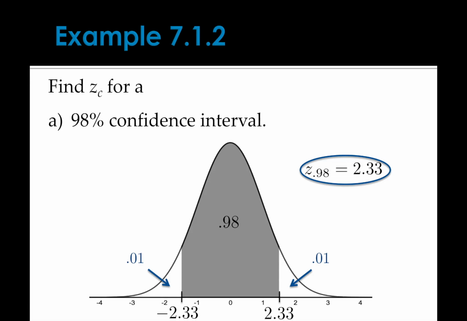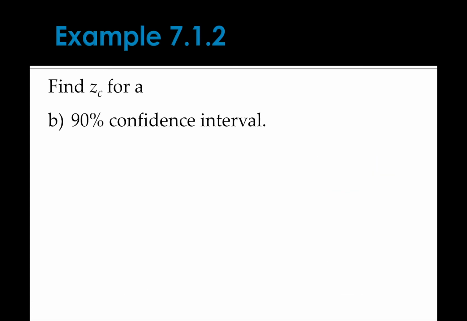All right. Okay, so part B, we're going to do another one. We're going to find z sub c for a 90% confidence interval. So if you feel like you got this, pause the video and see if you can find z sub 0.9 on your own and then check your answer. Or you can just watch along with me.